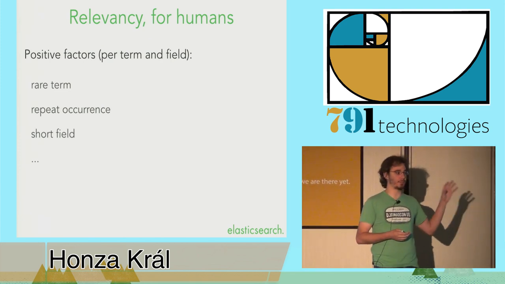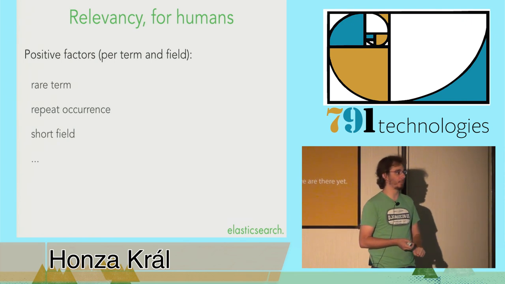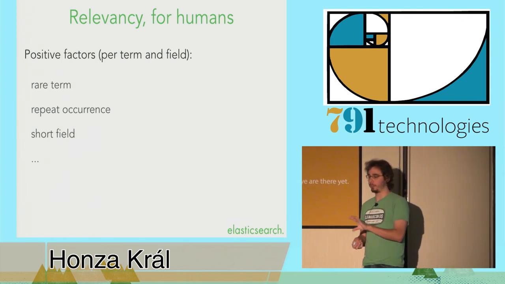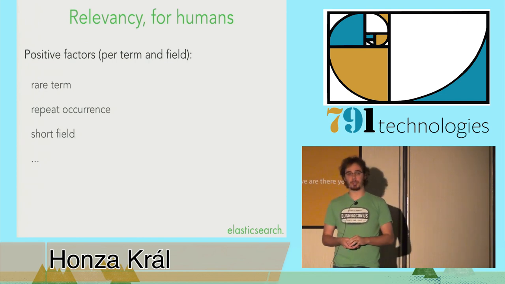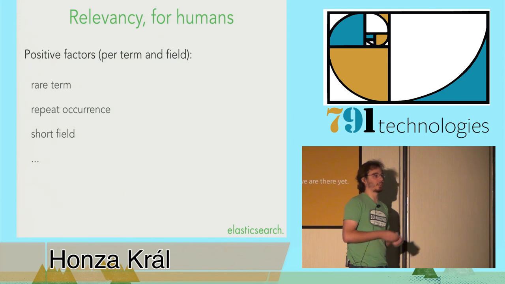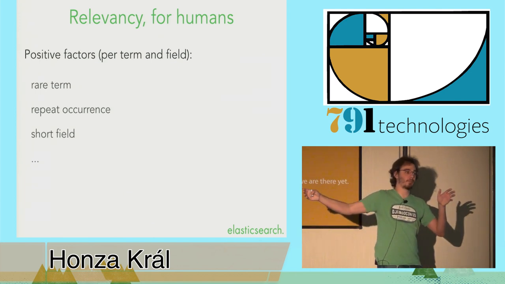We have access to the term frequency because that's part of the inverted index, and we also have access to the document frequency, which means how many documents actually contain this term, because that's just the length of the posting list for that term.